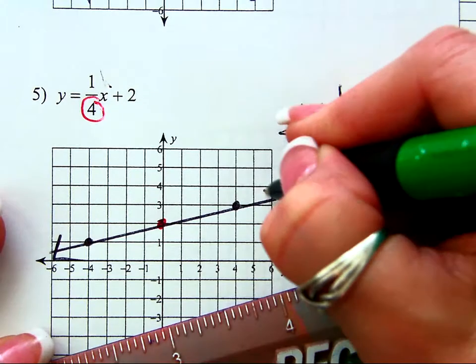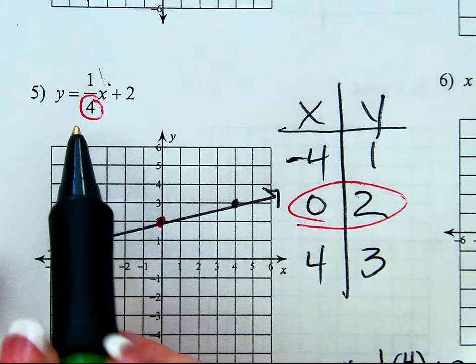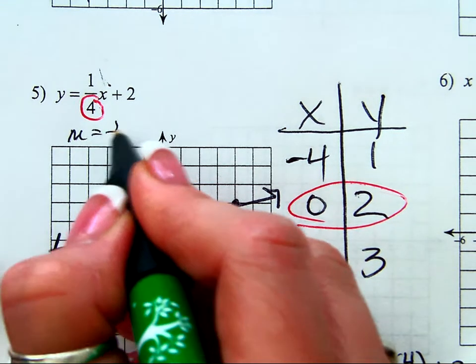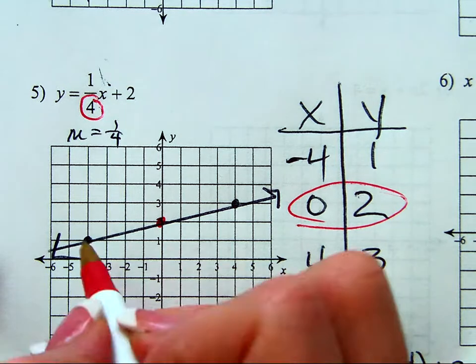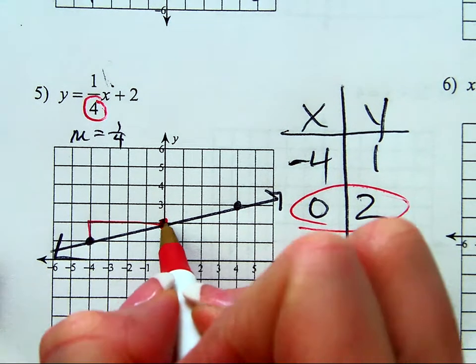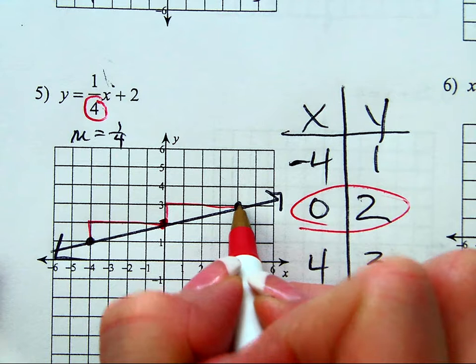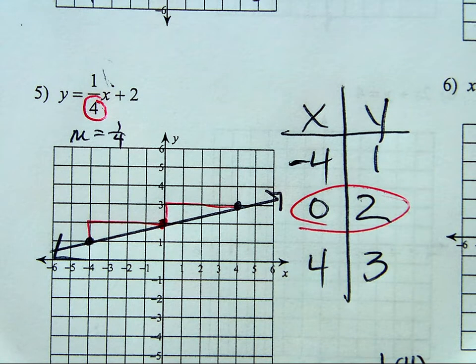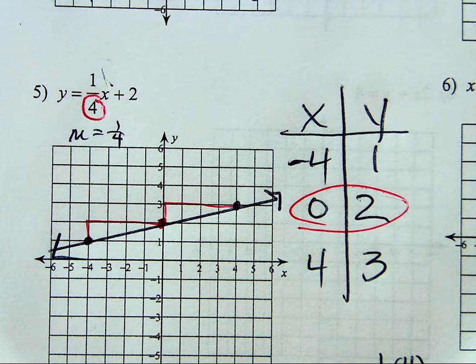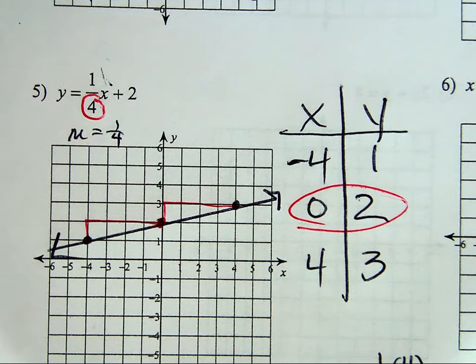What's the slope of this line? 1/4. Well, let's check and make sure it's 1/4. Is it up 1 over 4? Yep, up 1 over 4. We're good. Okay? We're going to do one more. Let's take a look at number 5. Actually, let's do number 1.